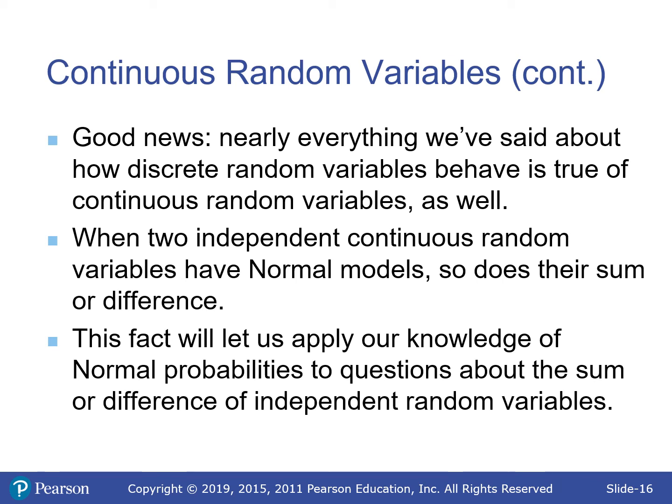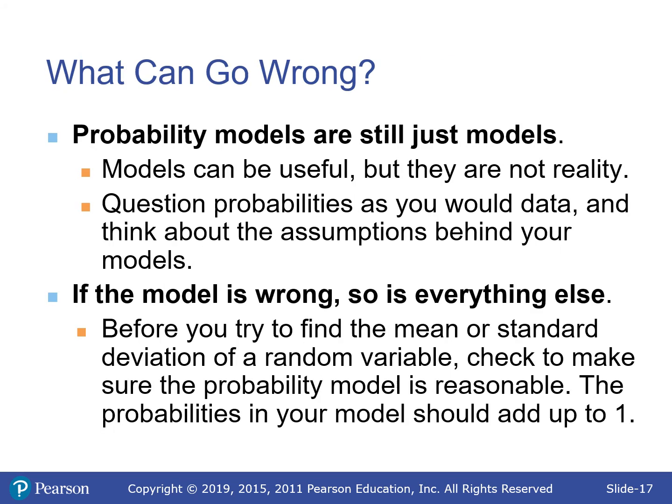And yep, that was that. So what types of things can go wrong? Well, probability models are still models. That doesn't say this is a definite thing, but it gives predictions. And then always question your probabilities. Question the assumptions, question everything basically. And then if the model is wrong, so is everything else. No good statistics can come from bad data or bad models.